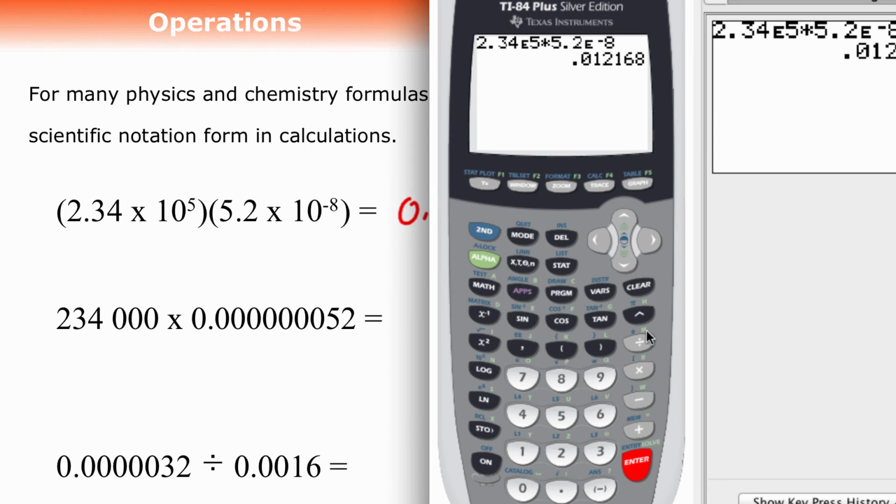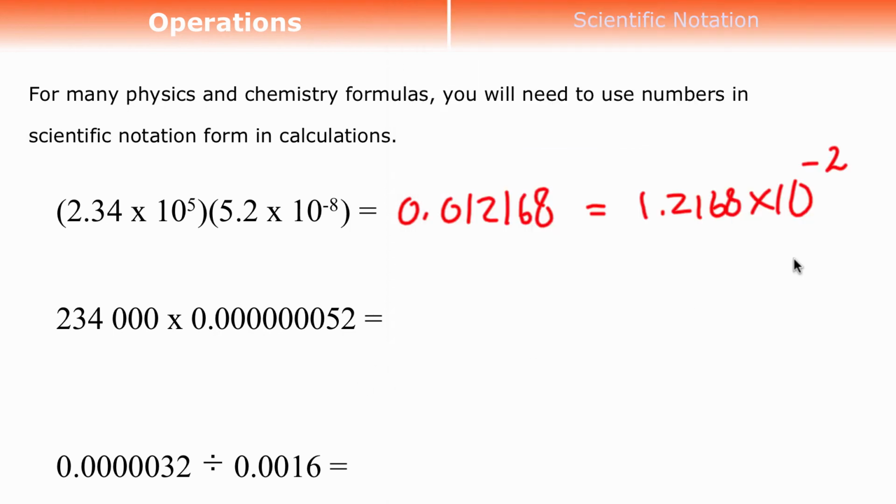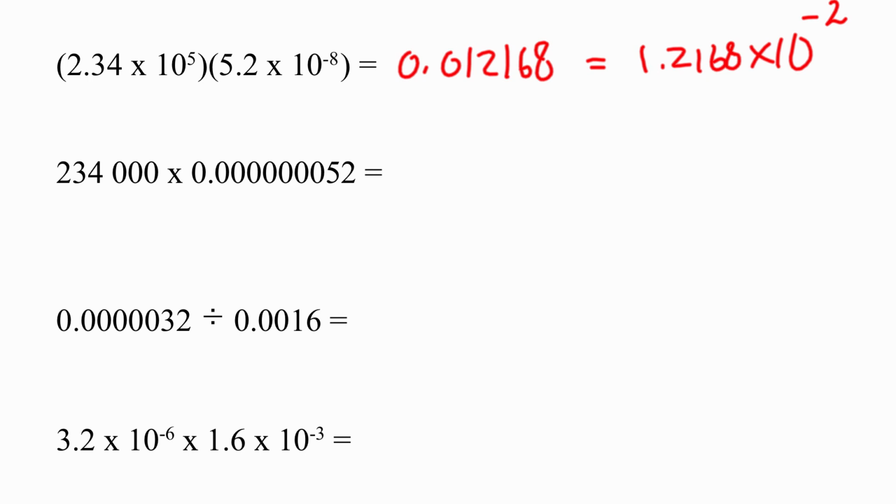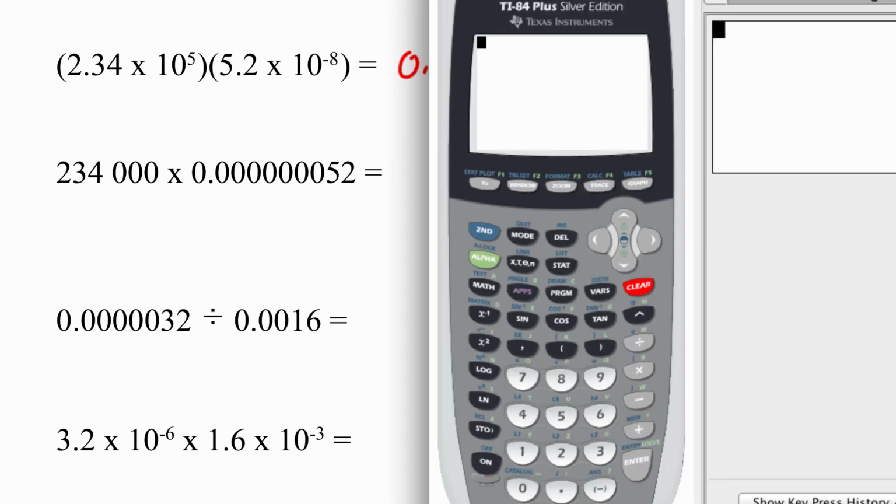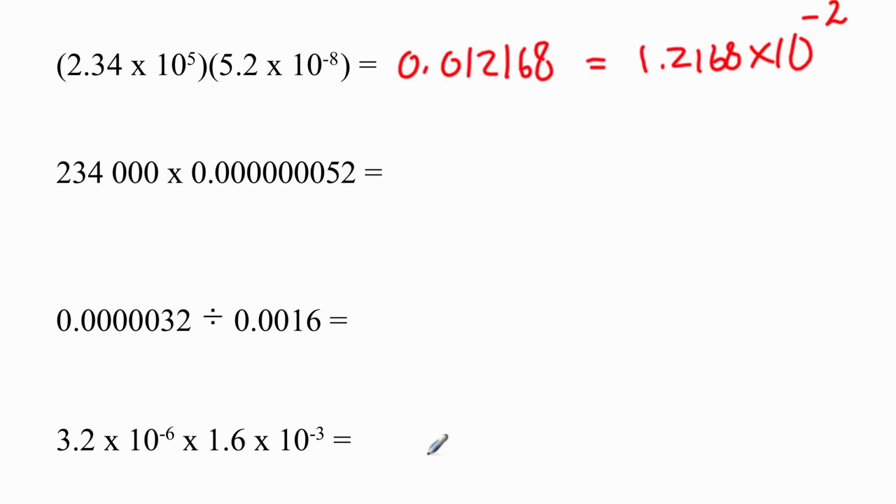Okay, so let me clear this. So 2, well, I don't have an EE button. Let's do an EE question. Sorry. Do I have another one? There's one. Let's do an EE button one. So I have 3.2 times 10 to the negative 6 times 1.6 EE negative 3. Go. 5.12 times 10 to the minus 9. And that would be the answer to that.